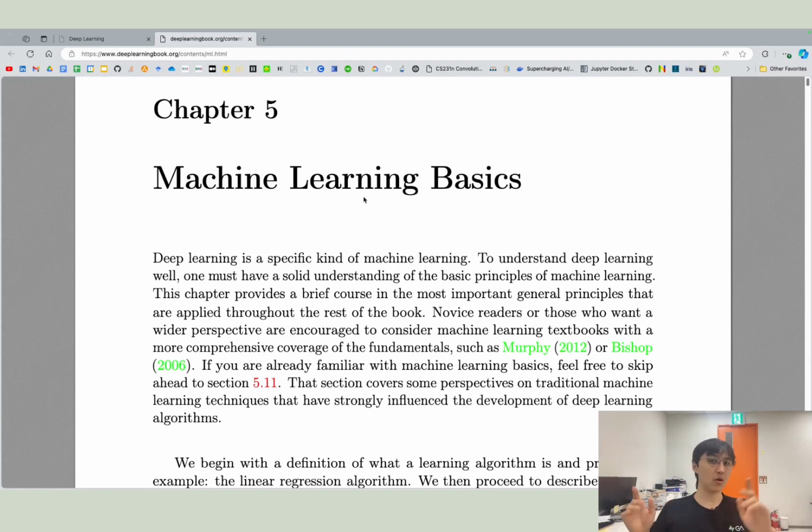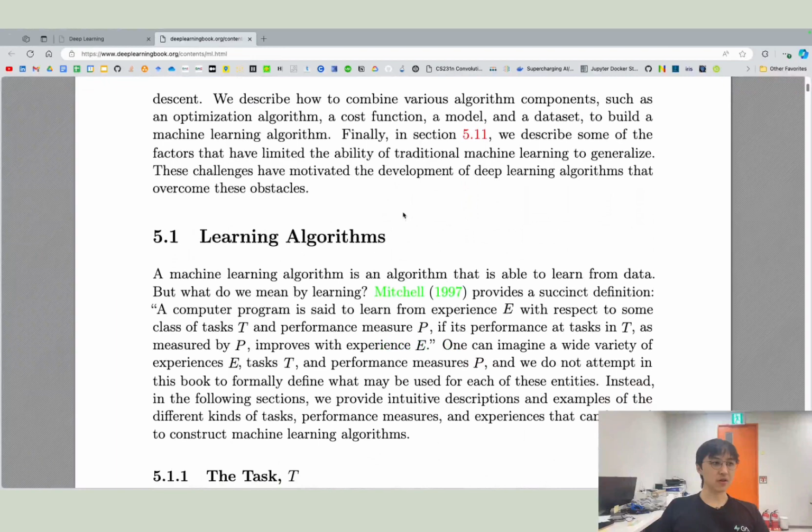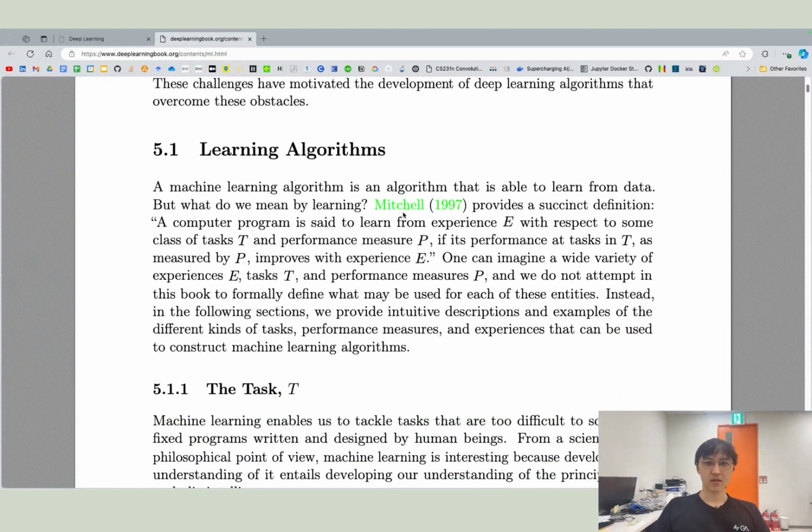Today we will talk about the definition of the learning algorithm. What does learning mean? And we will cover one example with linear regression, how machine learning basics are applied to this regression problem. So first of all, learning algorithms. What is learning? What is a learning algorithm, what does machine learning mean?